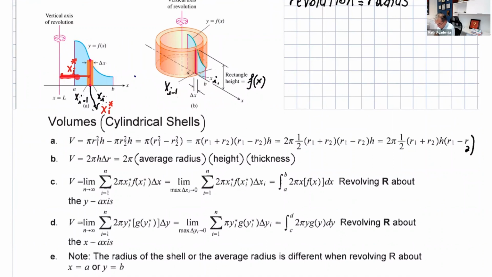Now, this x star i goes from the y-axis to the middle of this thickness, and we call that x star i. This one is x sub i minus 1, and that one is x sub i, and this is right in the middle. So this is basically the radius, from the middle of this rectangle to the axis of revolution. Here the axis of revolution is just y, so we call it x star i. And the height, of course, is that, and that's just our function, y equals f of x.